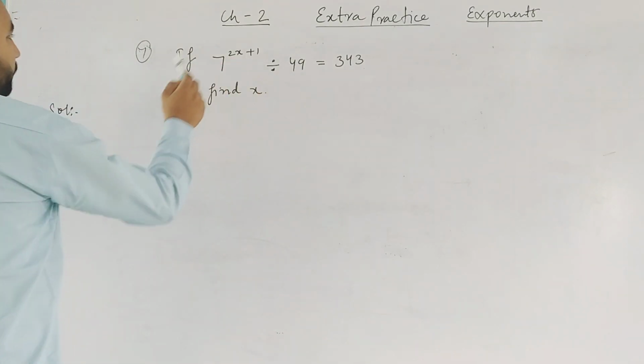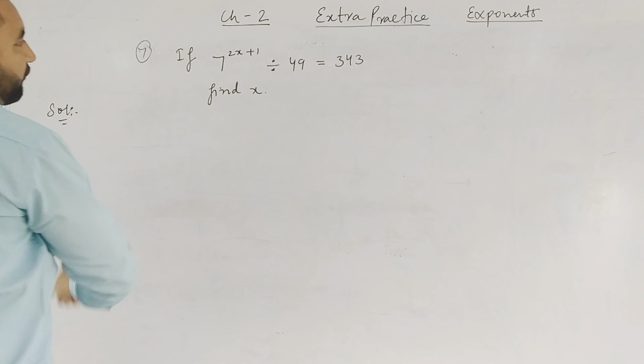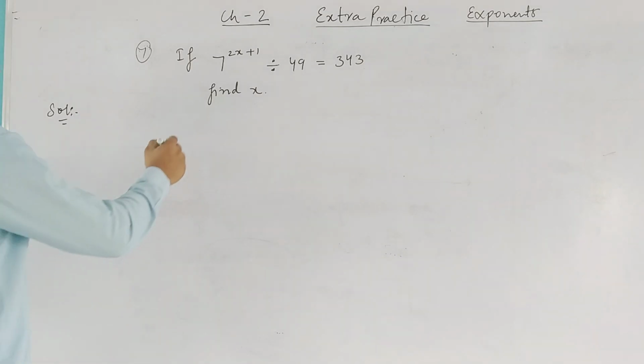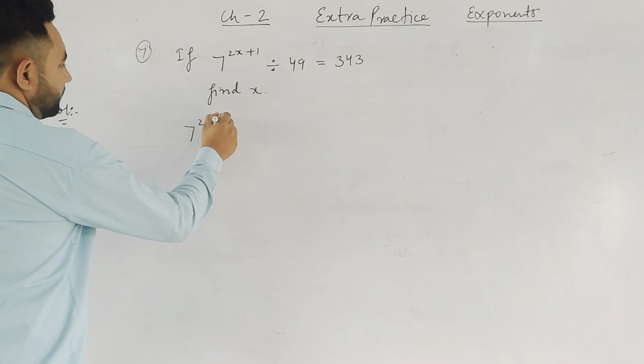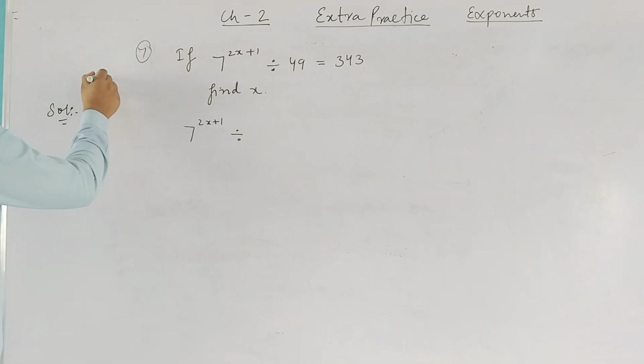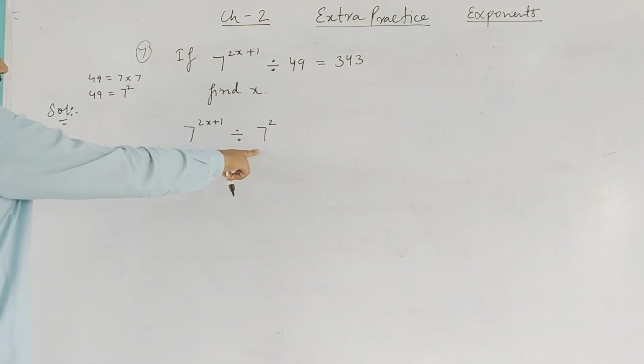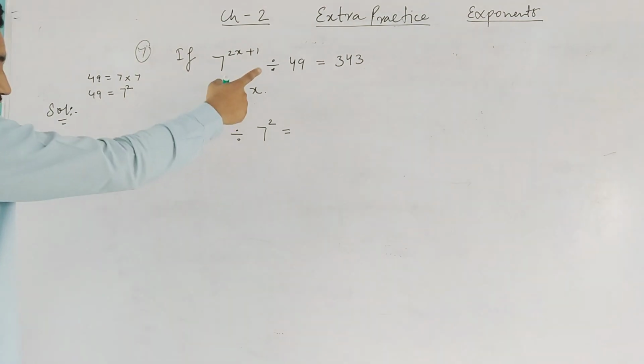Now we have question number 7 here. If 7 to the power 2x plus 1 divided by 49 equals 343, find x. Now see what we will do here. 7 to the power 2x plus 1 divided by 49. Now 49 can be written as what? 7 multiplied by 7, 7 7s are 49. So 49 can be written as 7 to the exponent 2. So I'll write here in place of 49, 7 to the power 2, equals 343.